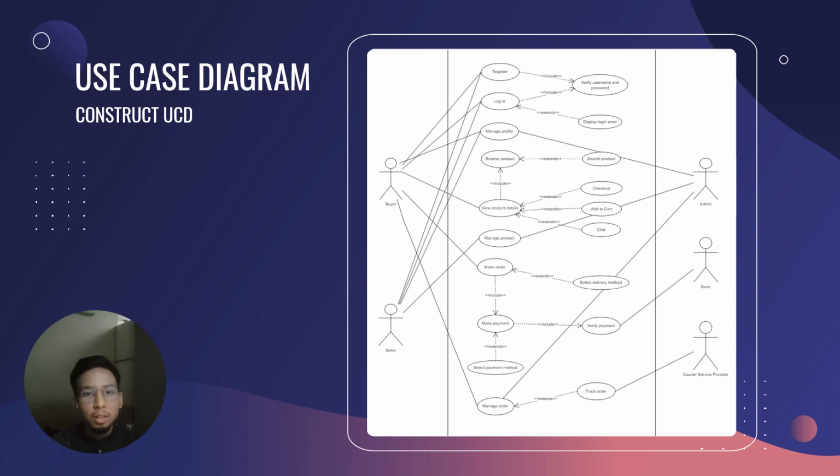To begin with, we have created a use case diagram to describe the functions of the system. The primary actors on the left can register or log into their account, and the system verifies the username and password. Users can also manage their profile. Then they can also view the product details. This can be done through browsing or searching for the product. After that, they can check out, add to cart, or chat with the seller.